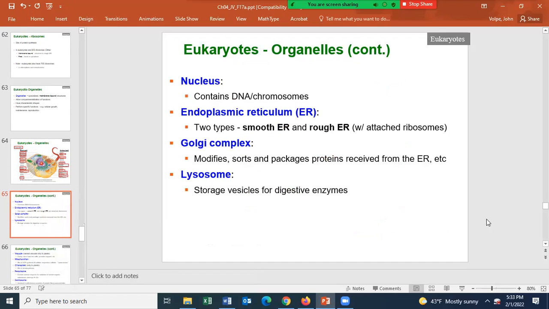The nucleus's function is to contain and protect the DNA. The endoplasmic reticulum has two types, the smooth ER and the rough ER, and they do different things. Rough ER is rough because of the attached ribosomes. The Golgi complex modifies, sorts, and packages proteins. The lysosome is a little vesicle for digesting things.